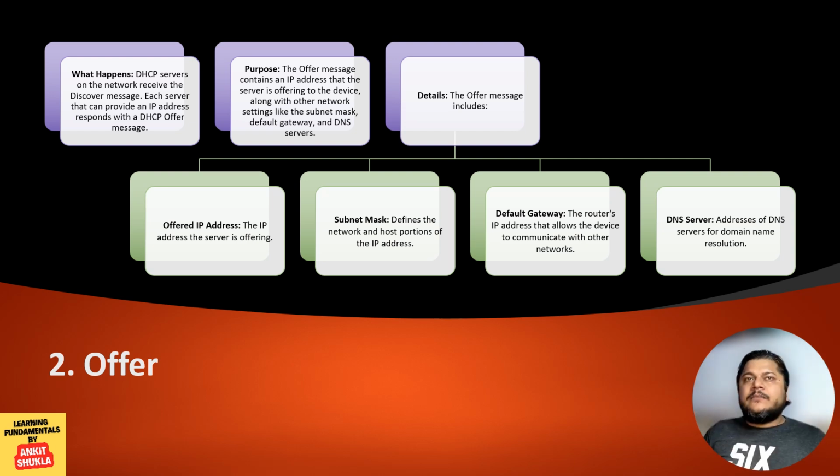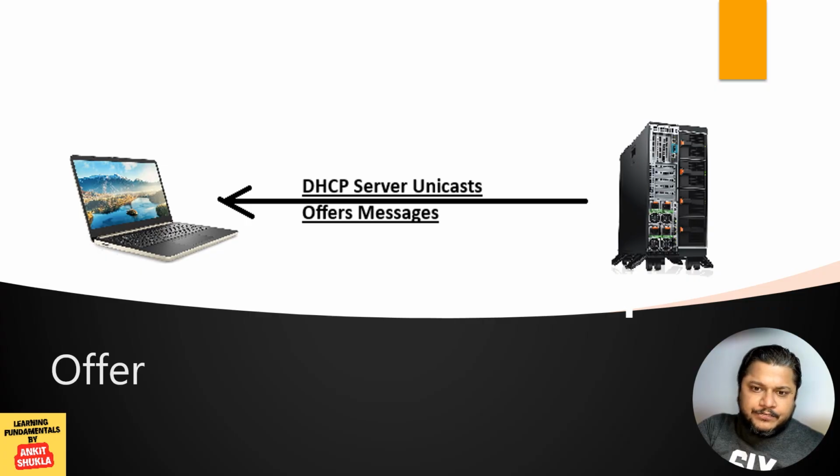In technical terms, the DHCP server responds to the client who sent the discover packet, the discover broadcast message in the previous stage. They offer an IP address. This offer includes the IP address and other configuration details that the device can use to join the network. It's the server's way of saying, here is an IP address I can give you. Do you want it?